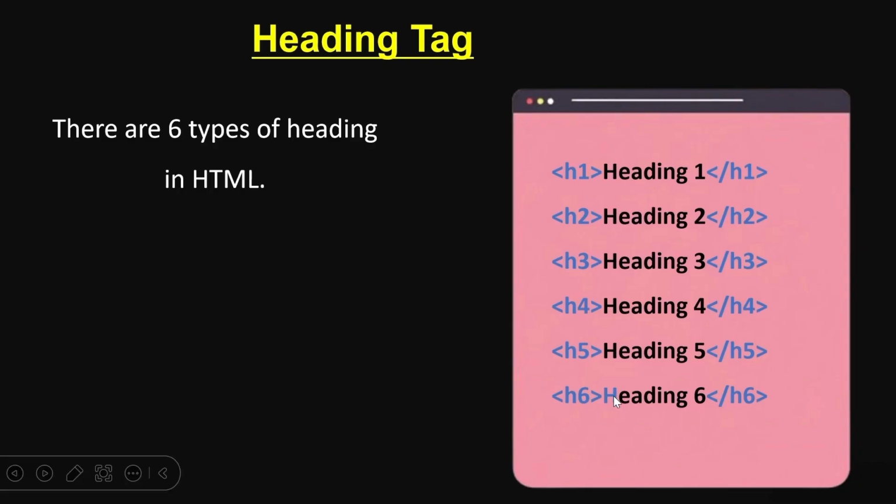There are multiple headings because these are used for headings and subheadings. Let's demonstrate headings using VS Code.